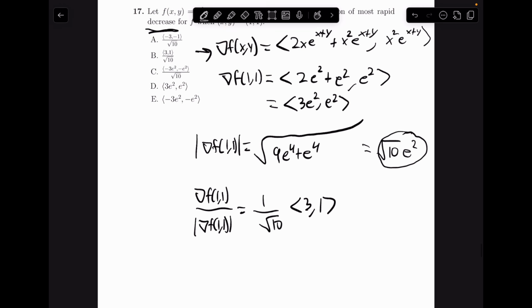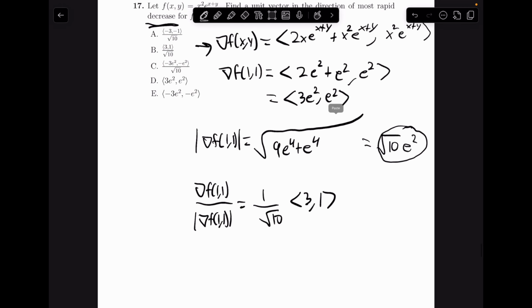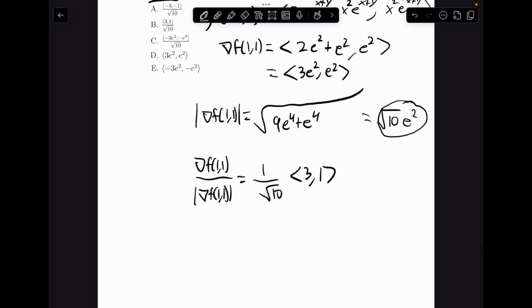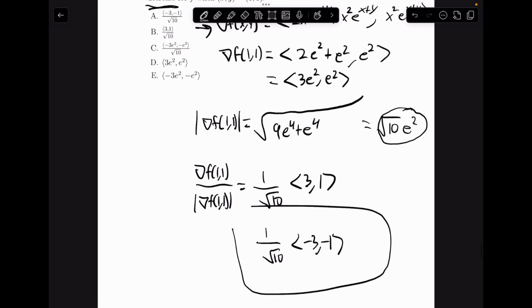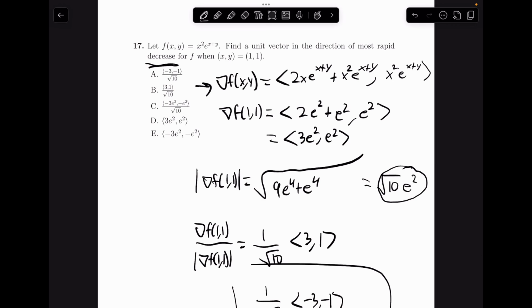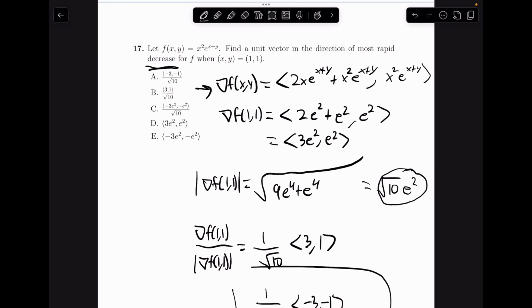But remember, this is the most rapid increase direction, so we have to negate this. We're left with 1 over the square root of 10 times (-3, -1) as our answer. Looking at the answers, yep, I knew it. B is wrong because that is the increase. That is very, very wrong. A is going to be our answer.